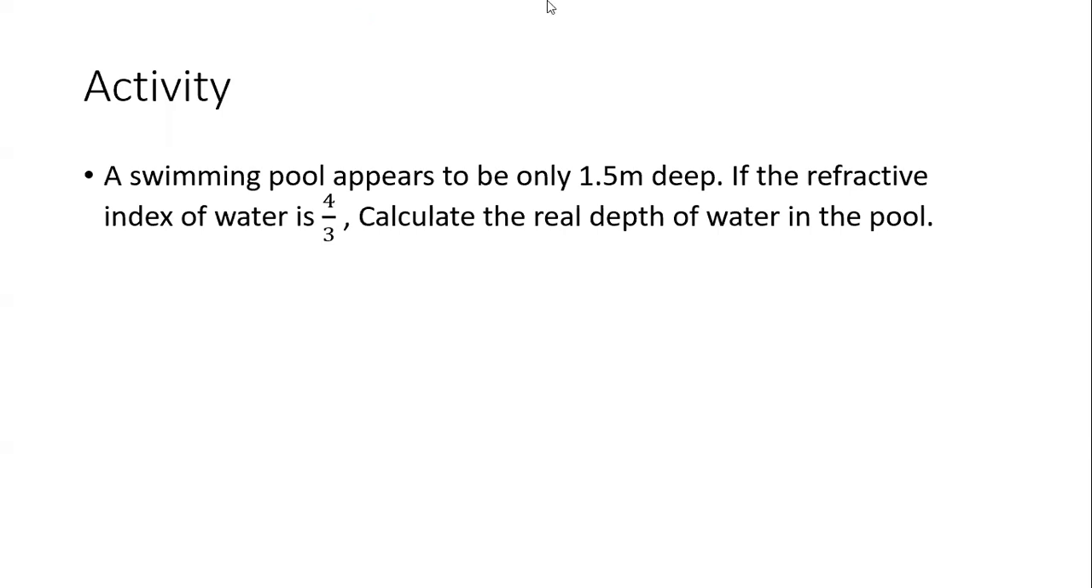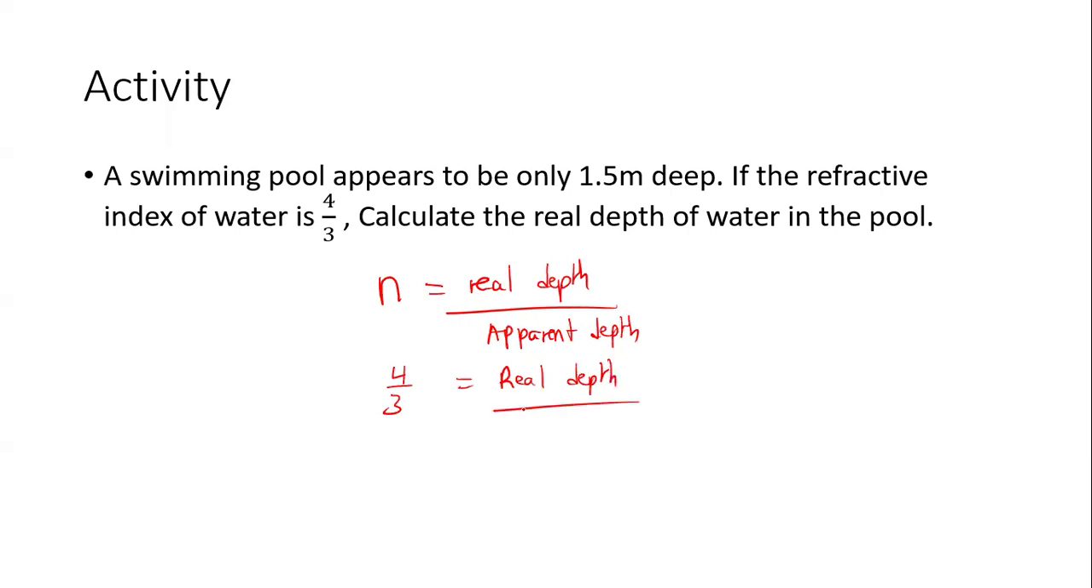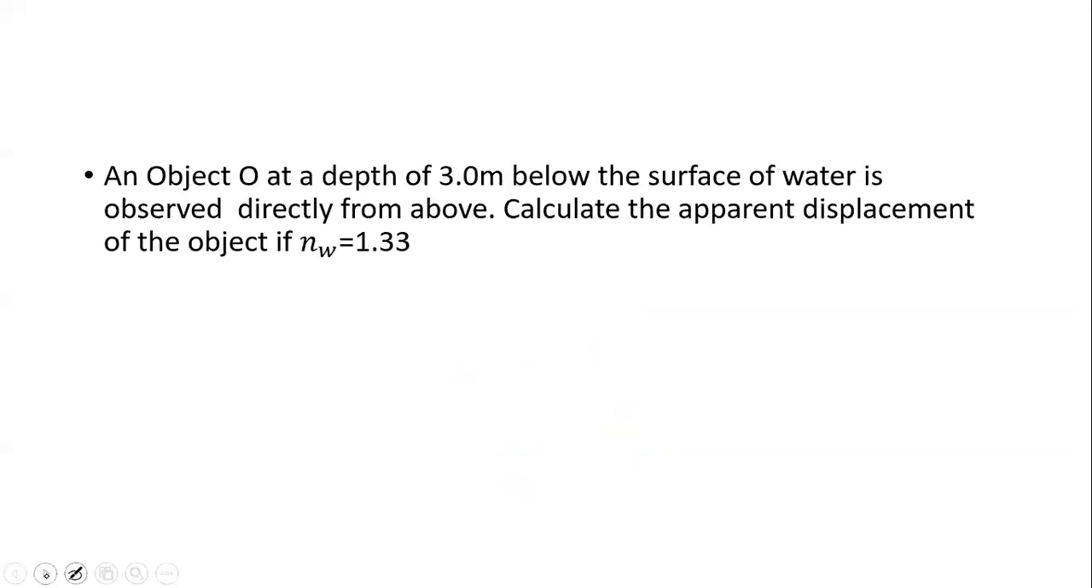Okay, looking through the chat, people are getting 2 meters. Very good. Now here we shall say that N is equal to real depth out of apparent depth. That is what we use. So N, the refractive index of the liquid, which is 4/3, is equal to the real depth, which you don't know, out of the apparent depth, which is 1.5. You do your cross multiplication, and you come up with the depth as equal to 2 meters. Okay, we can try another one.